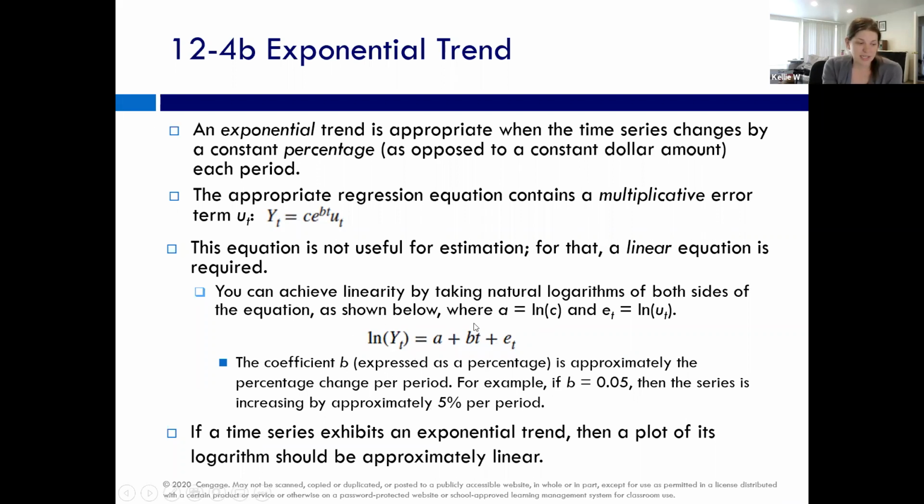The coefficient in here, b, is expressed as a percentage, so it's approximately the percent change per period. So if b were equal to 0.05, then we're saying about every period our value for that variable increases by about 5%.